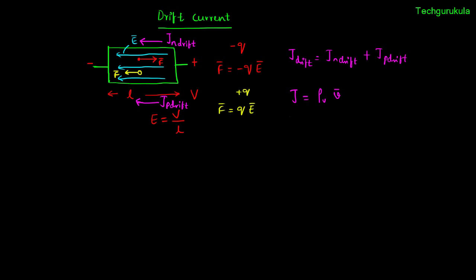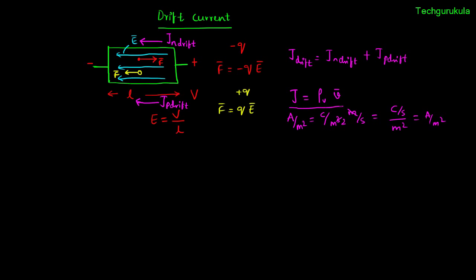If you look at the units for this one, J is amperes per meter square. The rho v is actually the volume charge density, which is Coulomb per meter cube, and velocity v is meters per second. So this can be written as Coulomb per second over meter square, which is nothing but ampere per meter square. This is just to verify that the formula that we have written is in accordance with the units.